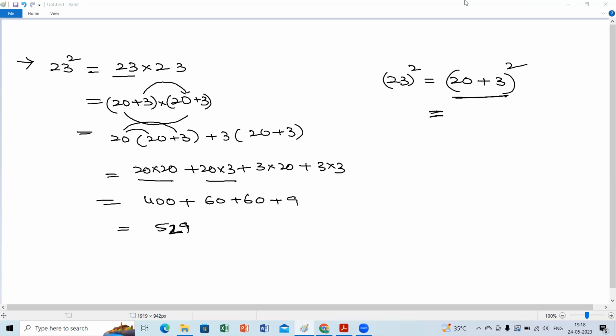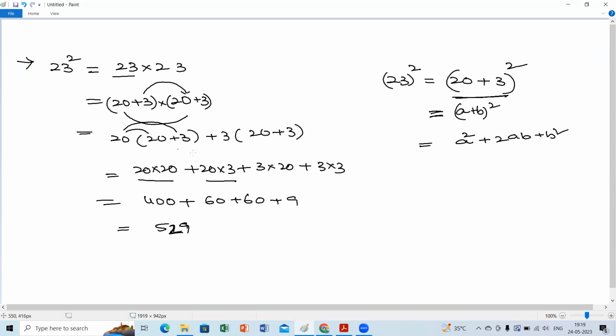Any identity we can use here? A square plus B square. Very good, but it's not that. A plus B whole square, very good, Harshit. What is the identity? A plus B whole square can be written as a square plus 2ab plus b square, or you can write it in any way, children.